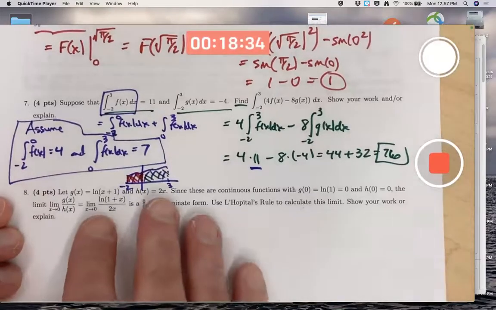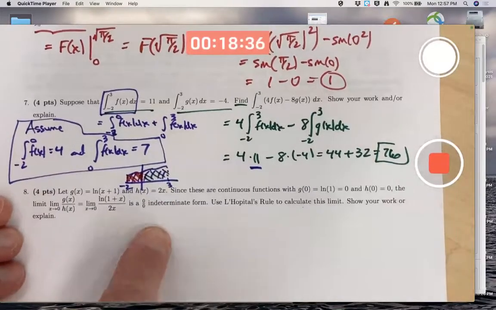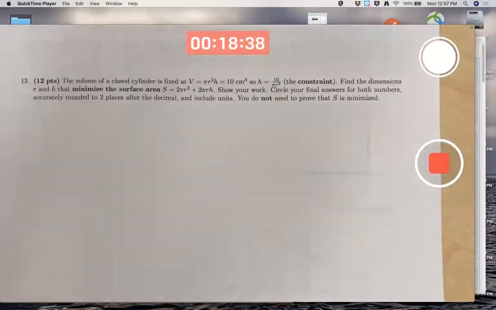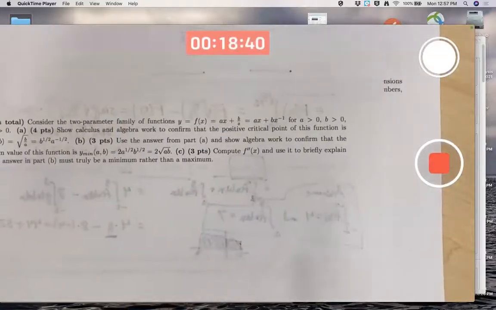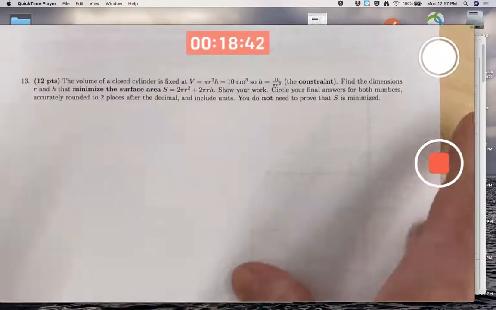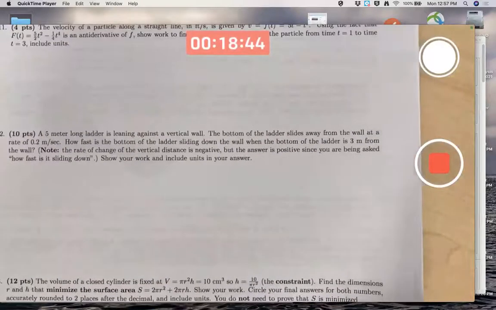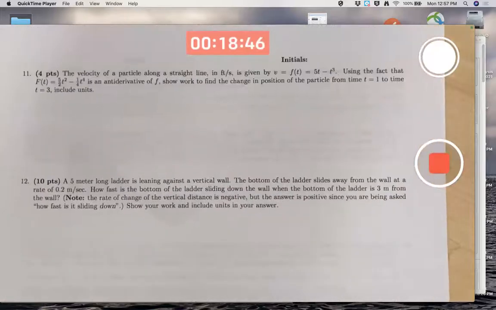Just doing integral problems here at first. This one is a L'Hopital's rule problem. We'll come back to it. Where's another integral problem? It's not on this page. Number 11 doesn't look like an integral problem, but it actually is.